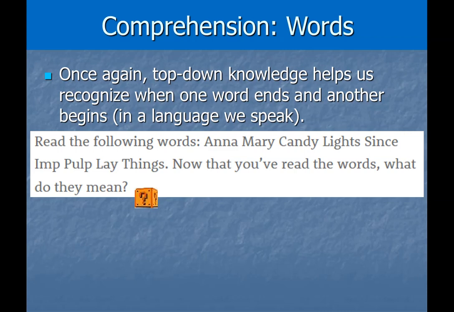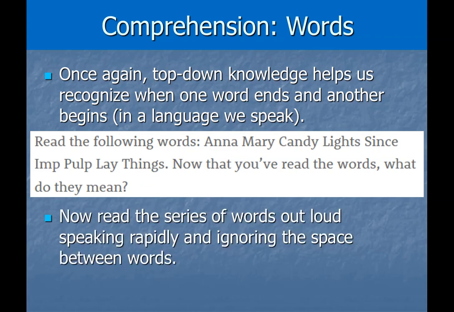And I might ask you, now that you've read those words, what do they mean? And maybe you spotted this, but most people, the first time they read this, don't get anything out of this. It seems like a random string of words that don't make a lot of sense together. But now I want you to take a moment to read the series of words out loud, speaking rapidly and ignoring the space between the words. So try that a couple times.